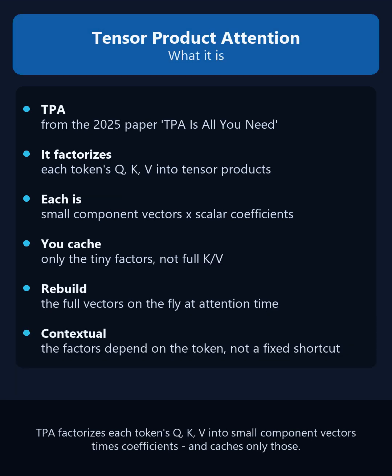Tensor Product Attention takes a different route. Introduced in a 2025 paper titled Tensor Product Attention Is All You Need, it factorizes each token's query, key, and value into a sum of tensor products, a few small component vectors multiplied by a few scalar coefficients. Instead of caching full keys and values, you cache only these compact factors and rebuild the full vectors on the fly. Crucially, the factorization is contextual. It depends on the token itself, not a fixed shortcut shared across heads.